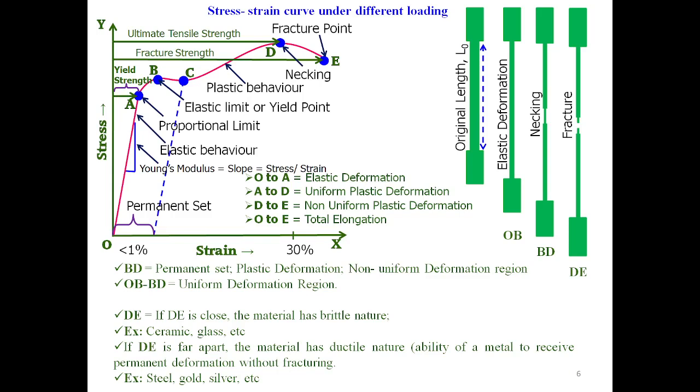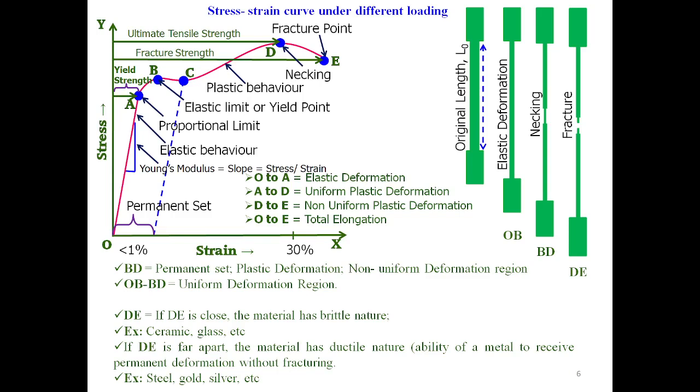That should be noted. Once we start to increase the load after this point D, the material undergoes a large increase in strain, which leads to fracture at the point E. If the points D and E are close enough, then we can say something about the material. That means the material has a brittle nature. For example, ceramic and glassy materials.